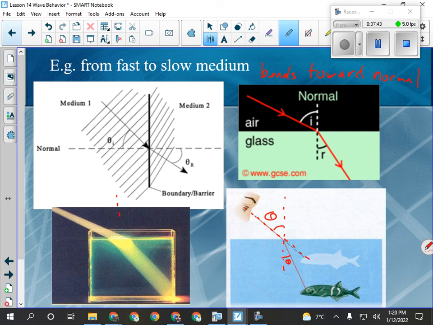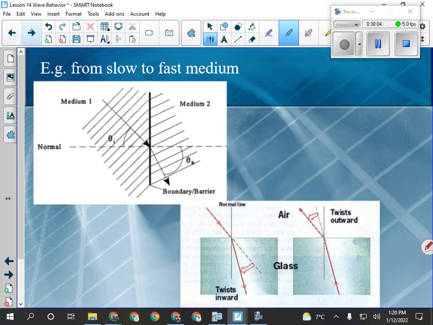So same thing is true here, right? This would be my angle of incidence, and this would be my angle of refraction. It's much smaller than that because it's bent towards that normal line. If it goes the other way, from slow to fast, how can I tell that in this diagram the waves are going from slow to fast?